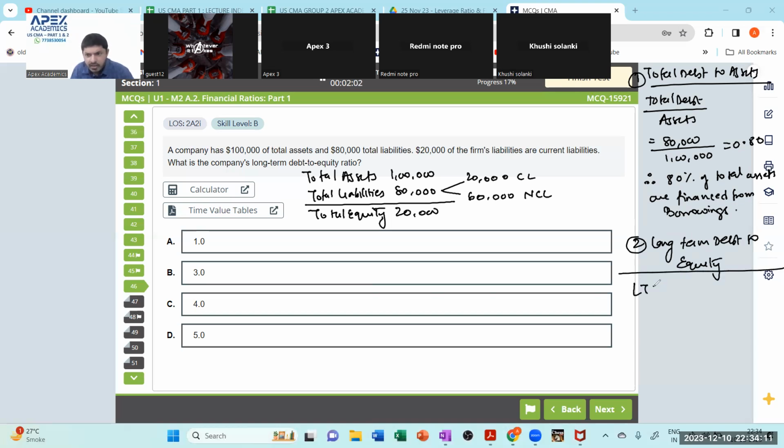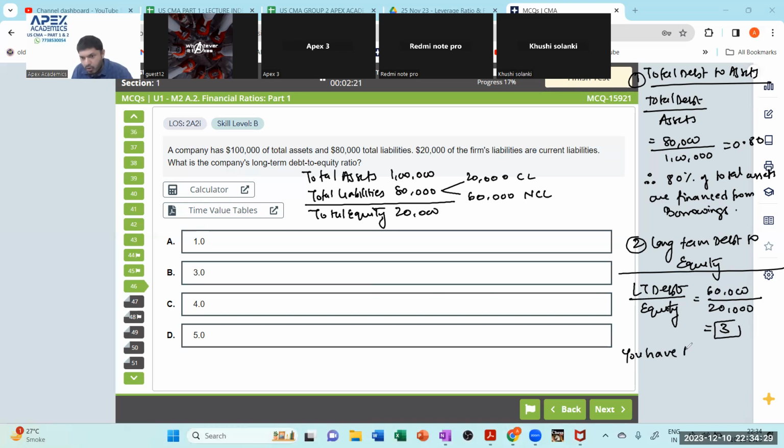Here I require long-term debt upon equity. What is the answer? Long-term debt is 60,000 divided by equity, which is 20,000, which is equal to 3. What is the meaning of this?